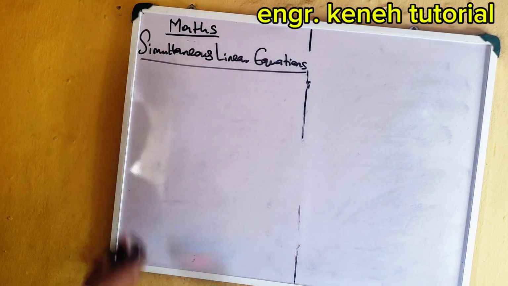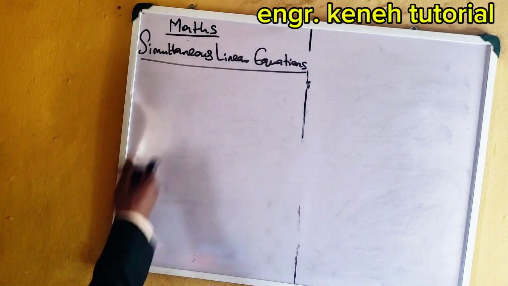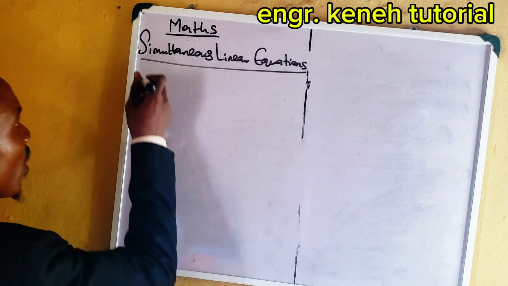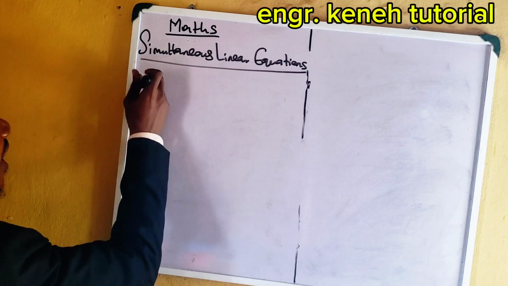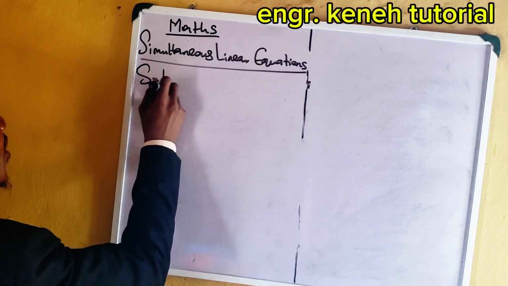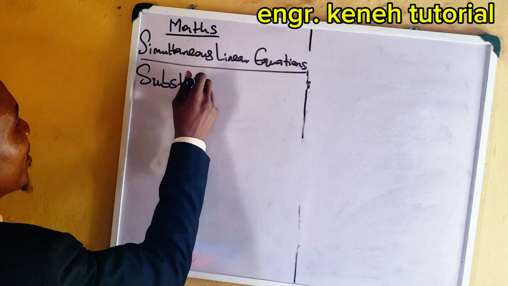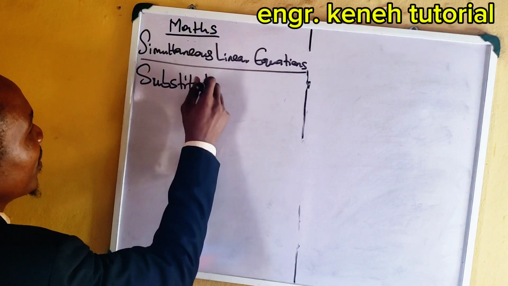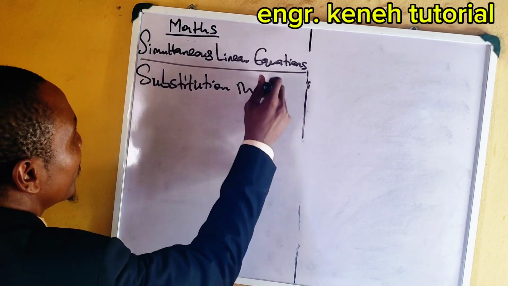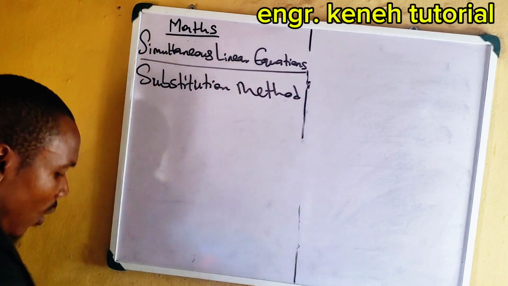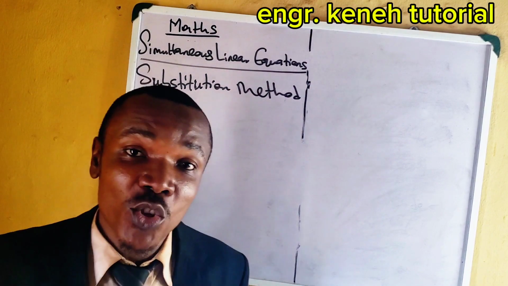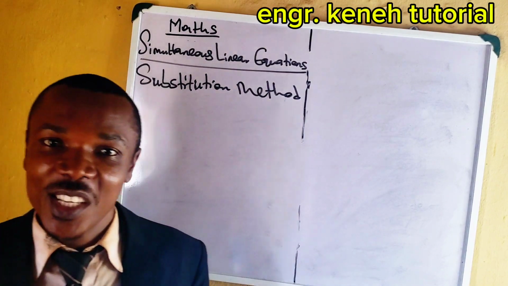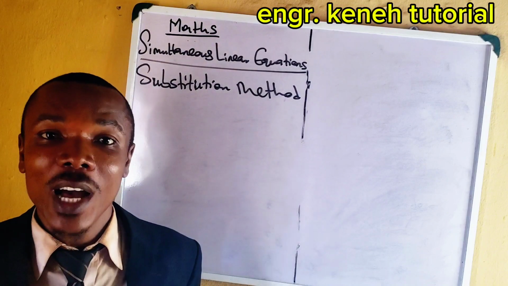All right, we have a simultaneous linear equation like this. Today we want to consider the substitution method. Why consider the substitution method? Just the way the name goes, substitution. How do we go about it?